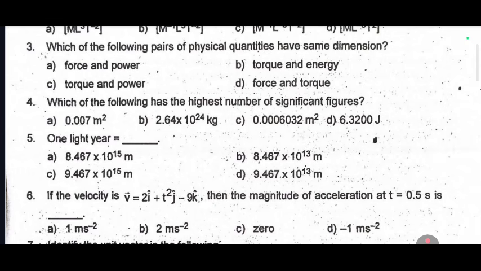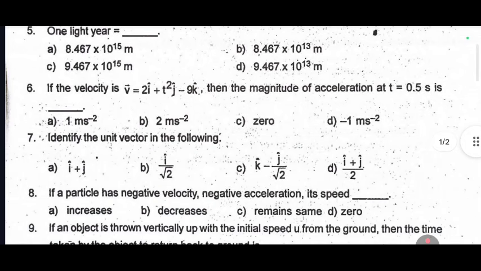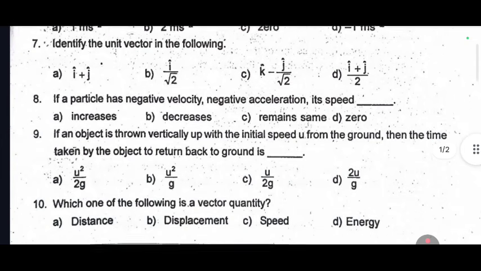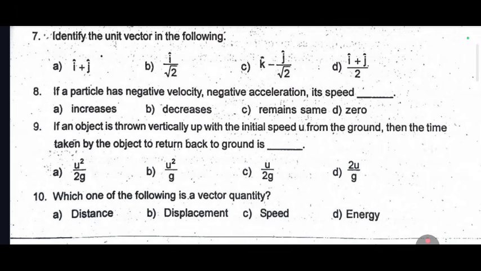Fifth one, light year dash. If the velocity v vector is equal to 2i vector plus t square j vector minus 9k vector, then the magnitude of the acceleration at t is equal to 0.5 s is dash. Seventh one, identify the unit vector in the following. Next, eighth one, if the particle has negative velocity, negative acceleration, its speed dash.